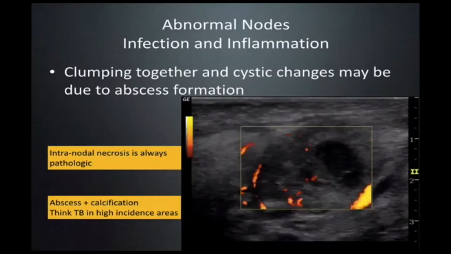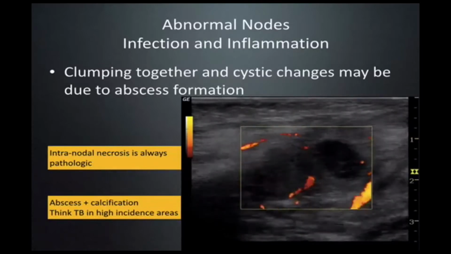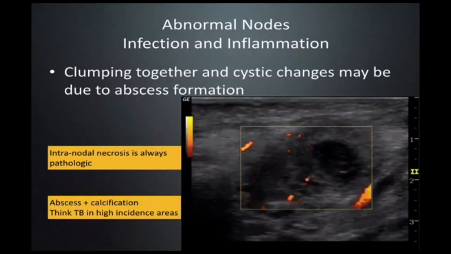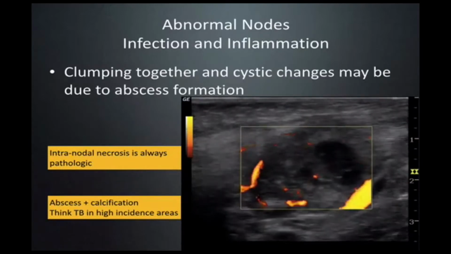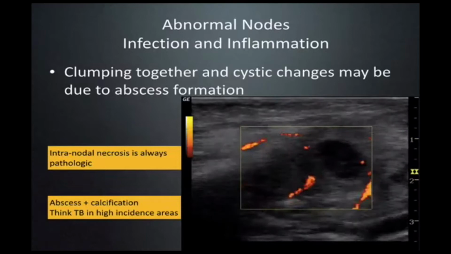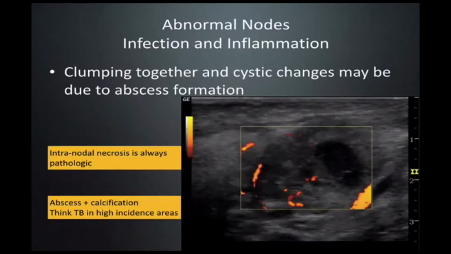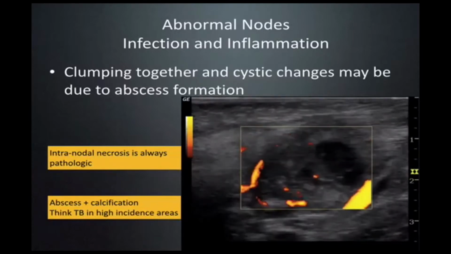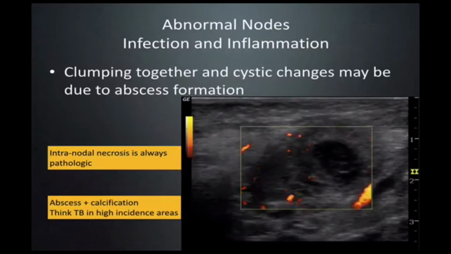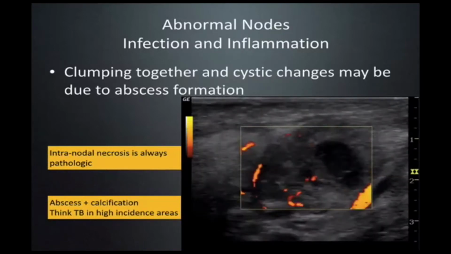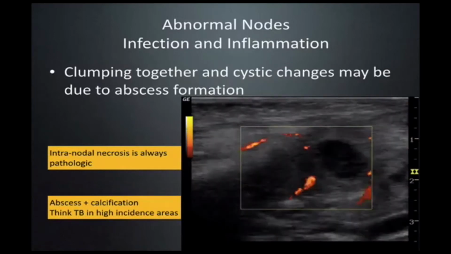The node is quite large. It goes from about 0.5 to 2.5 or 3 centimeters, which makes it greater than 2.5 centimeters from top to bottom. You'll also notice that the node itself has mixed echogenicity as well as increased blood flow within the node. There's a rather obvious hypoechoic area in the node which represents either cystic degeneration, necrosis, or early abscess formation. Intranodal necrosis or hypoechogenicity is always pathologic in a lymph node.